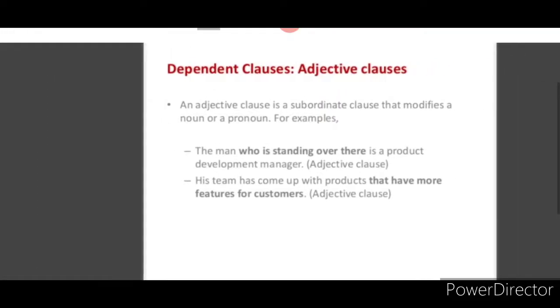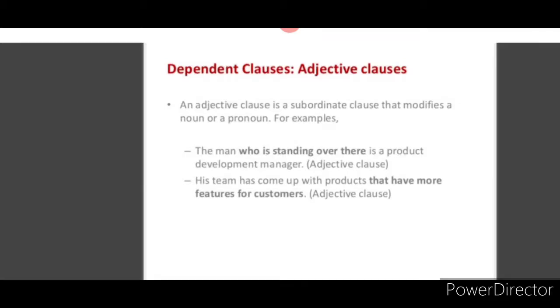Now let us discuss what is adjective clause. An adjective clause is a subordinate clause that modifies a noun or pronoun. Children, first tell me what is adjective. What is adjective, children? We have studied already.